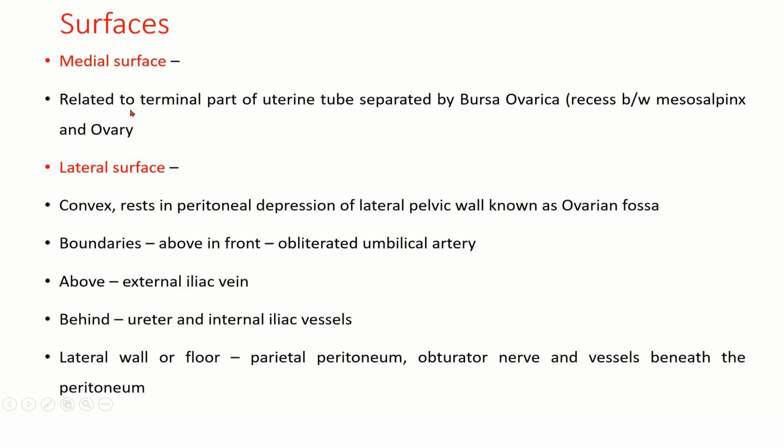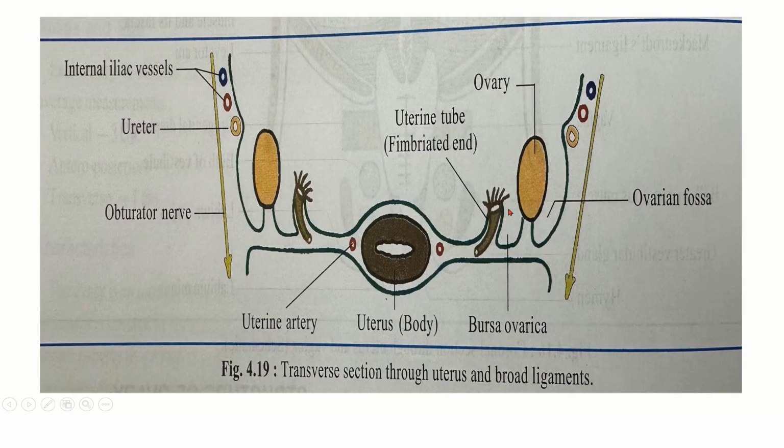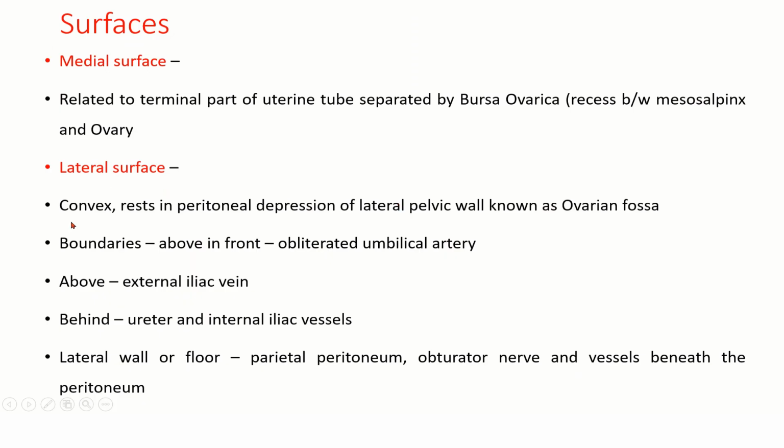Medial surface is related to the terminal part of the uterine tube, separated by the bursa ovarica, which is the recess between the mesosalpinx and the ovary. You can see here, this is the bursa ovarica, which is the recess between the mesosalpinx and the ovary. The lateral surface is convex. It rests in a peritoneal depression of the lateral pelvic wall known as the ovarian fossa.